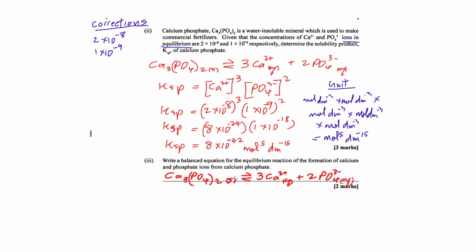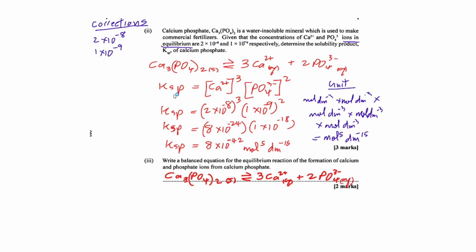The issue I'm having with this question is that I would have preferred if they asked for the equation first before the calculation, because in order to do the calculation, you need the equation to be able to write the expression for Ksp. And so we write the equation first for calcium phosphate to produce 3 calcium ions and 2 phosphate ions, and they are aqueous, while the calcium phosphate, being sparingly soluble, is a solid. Again, you must put in your reversible arrow. So we pretty much answered part 3, where they asked us to write a balanced equation for the equilibrium reaction of the formation of calcium and phosphate ions from calcium phosphate. So that was done already.